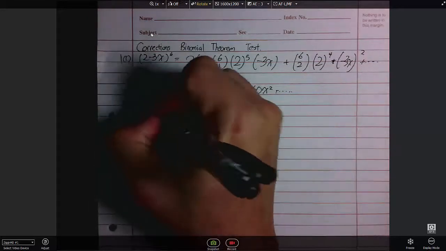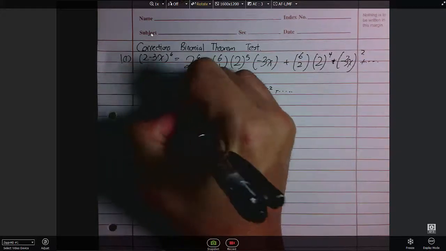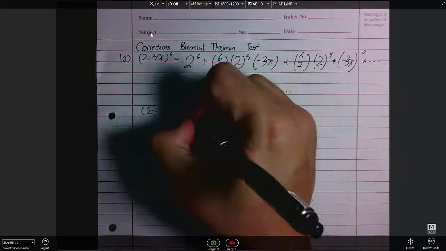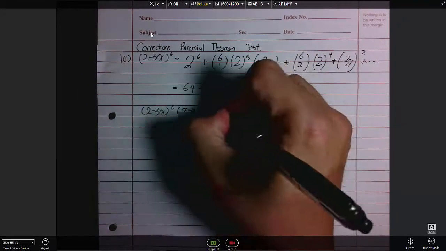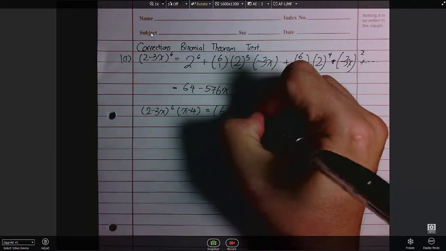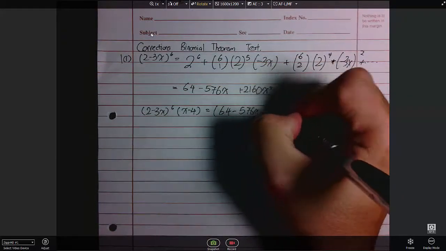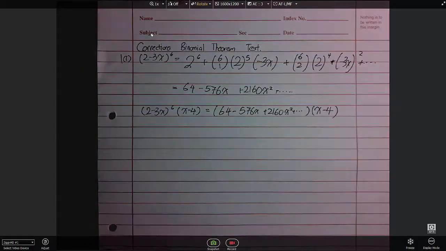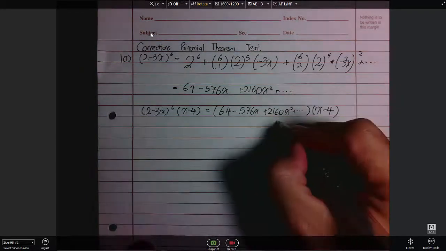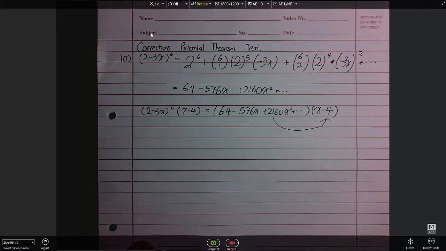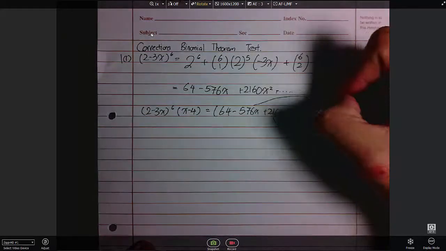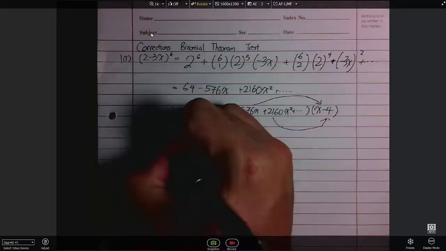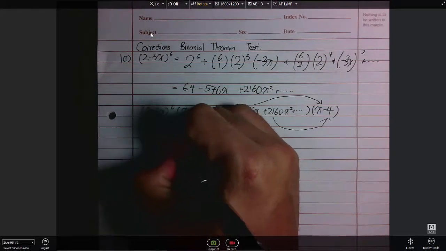So now they want us in part 2 to find the coefficient of x squared. What I write now is 2 minus 3x to the power of 6 multiplied by x minus 4, which is actually 64 times x minus 4. The terms that can give me x squared will be down here. This can give me a term in x squared, and this can give me a term in x squared as well.